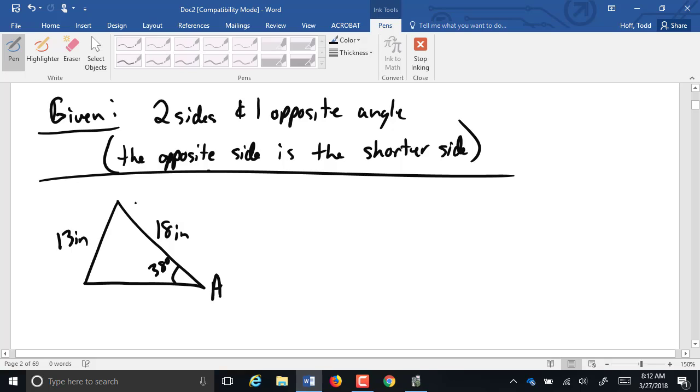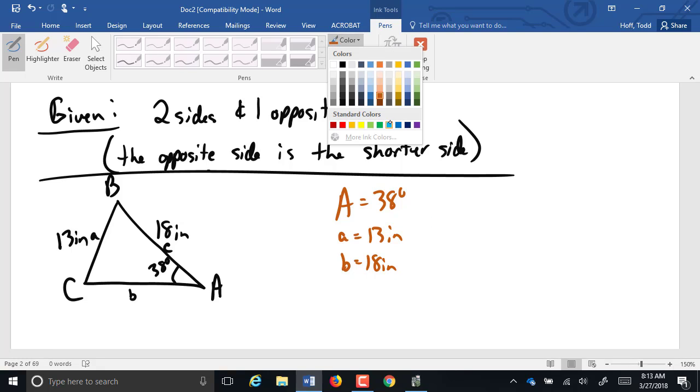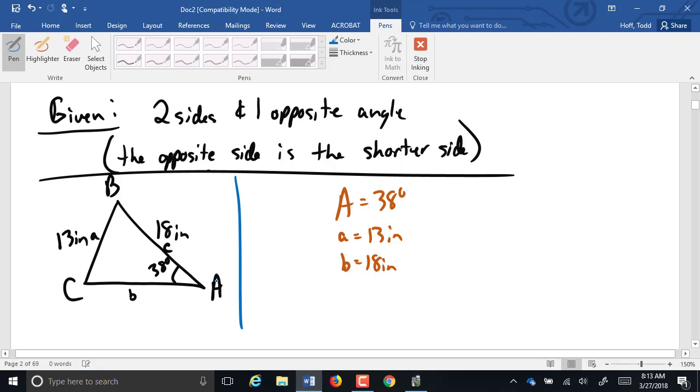But I'm just going to label this here A, B, C. So that makes this side little a, little b, and little c. If I just give you information like angle A is 38 degrees, side a is 13 inches, side b is 18 inches, and I don't give you that picture, there's actually a couple of different triangles you can make from this. We could make the one we just drew. Can anybody see the other one?